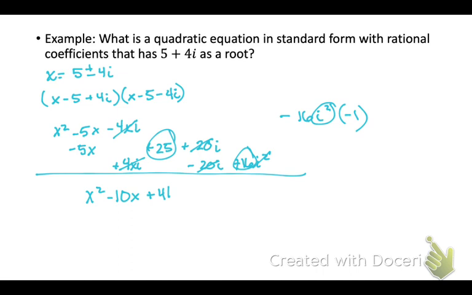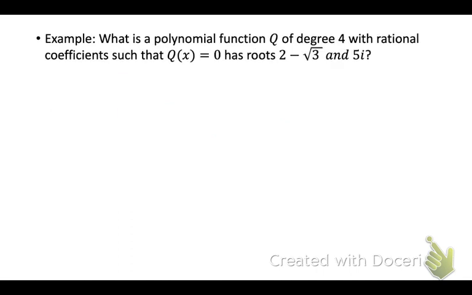Other questions? Okay, I think we're going to do one with a square root, and a 5i. We can do this one all together. What was the answer to that last one? Oh, I'm sorry. x squared minus 10x plus 41. Okay. I'm sorry, Alex. Are you okay? Yeah, good. I got it.